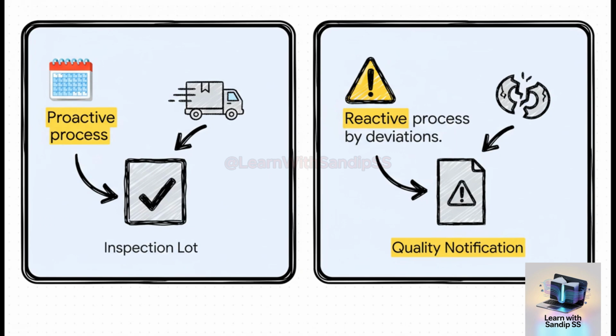I love this slide because it puts everything side by side so clearly. Take a look. On the left, you've got that planned, proactive process. It's triggered by something you expect, the goods arriving, and its key object is the inspection lot. Then on the right, you have the reactive process. This one's triggered by something you didn't expect, finding a defect, and its key object is the quality notification. It's really the difference between quality assurance and quality control.